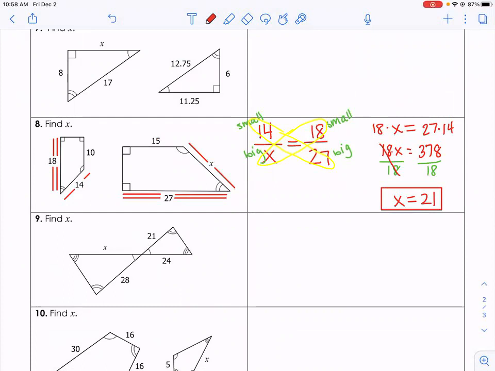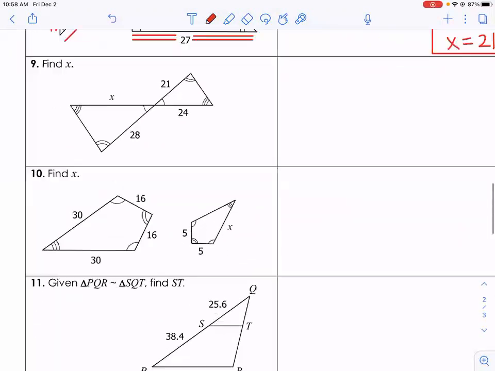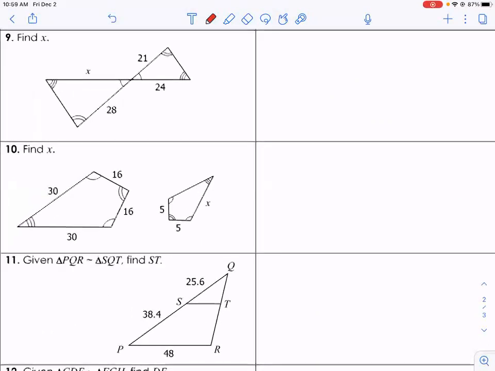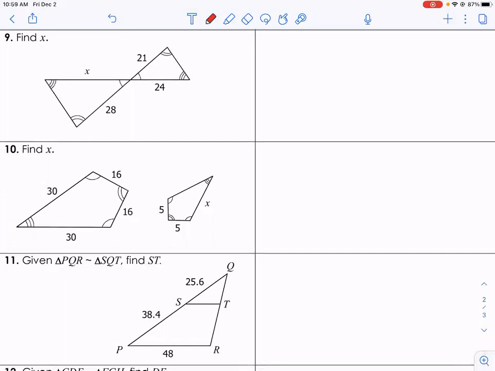Okay, so what I want you to do with number 9 is either with the markers or with your pencil, I need you to identify the 2 sets of corresponding sides. Okay, well then you are working ahead of me. Number 9 is set up a little bit strange.